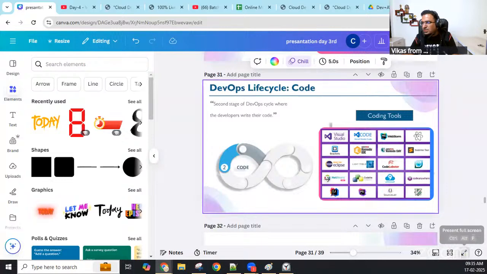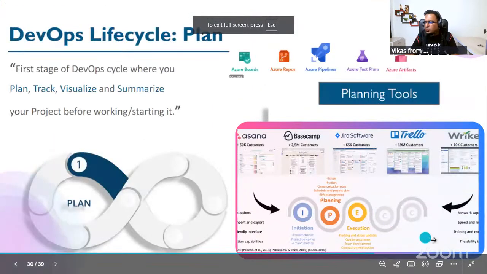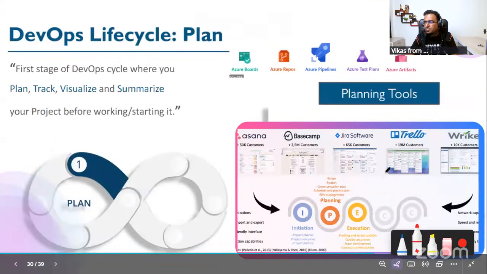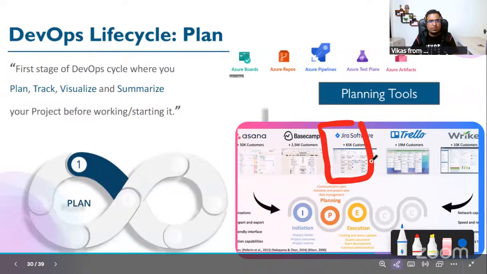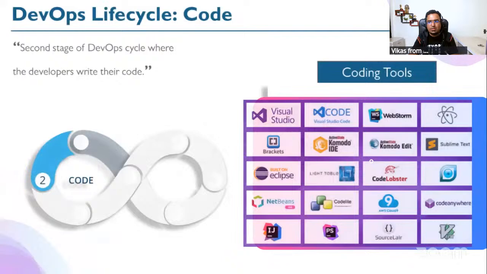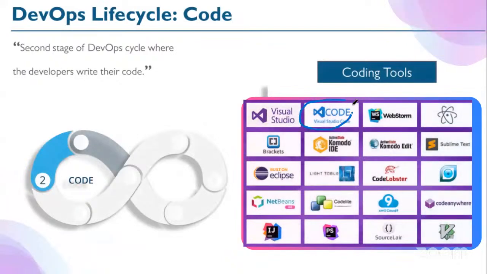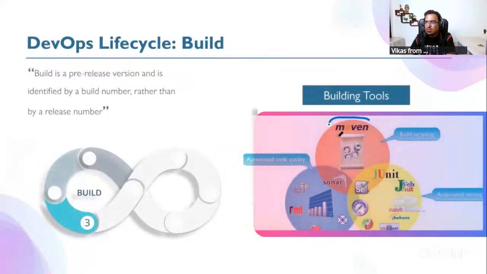If someone asks for planning, which tool you are using in your company? Jira. Most of the companies are using the Jira tool, so you have to say Jira. Which tool are you using for the coding purpose, as a developer or as a DevOps engineer? Visual Studio Code. You have to say only this answer.